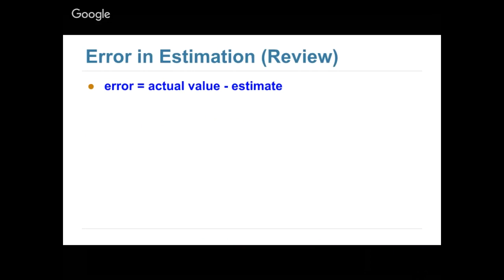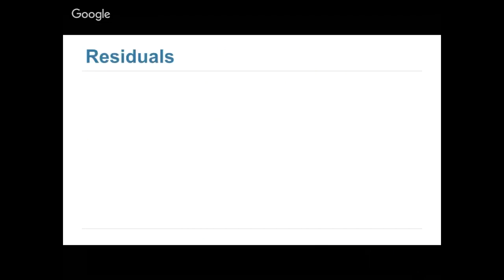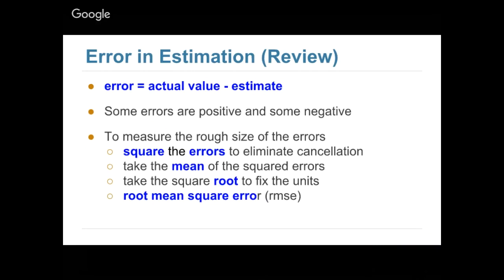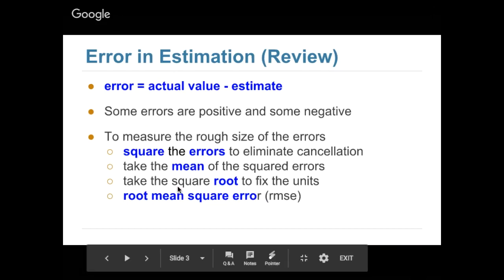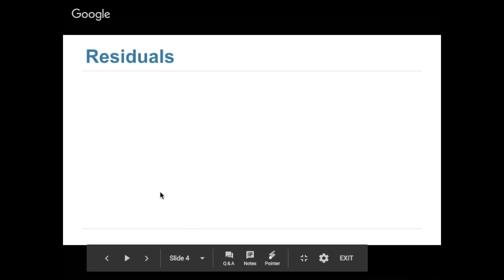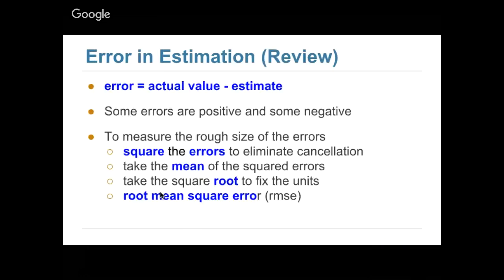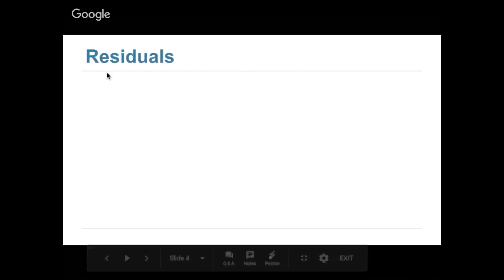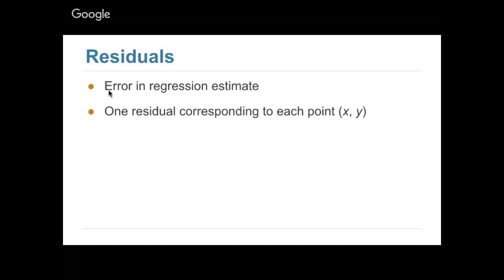Like 5 minutes ago, we had this thing where we said, okay, we can define the error as the point minus our predicted value. We can find a line that minimizes the errors, and the way we calculate the error is to square all the errors, take the mean, and take the square root. This results in the root mean squared error. Residuals is just another name for that error. A residual is kind of the more traditional stats term for it.